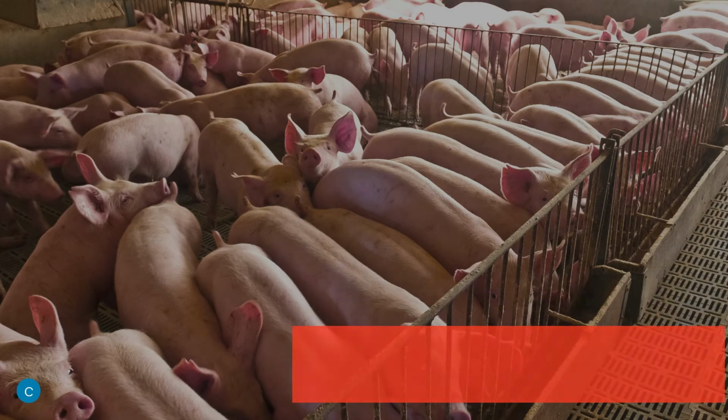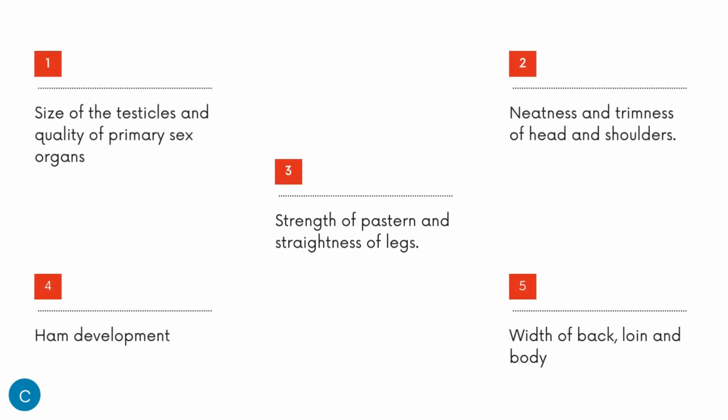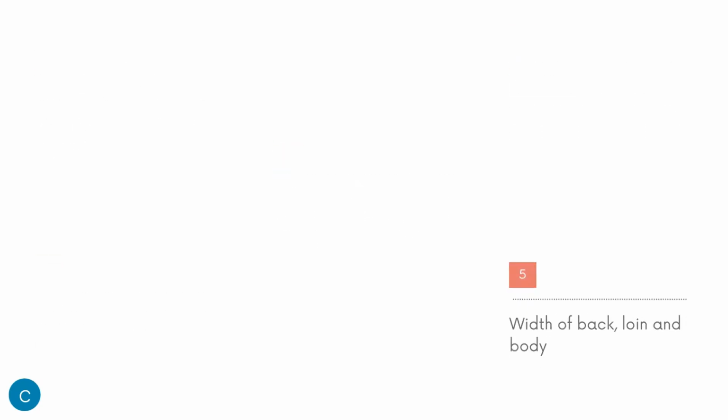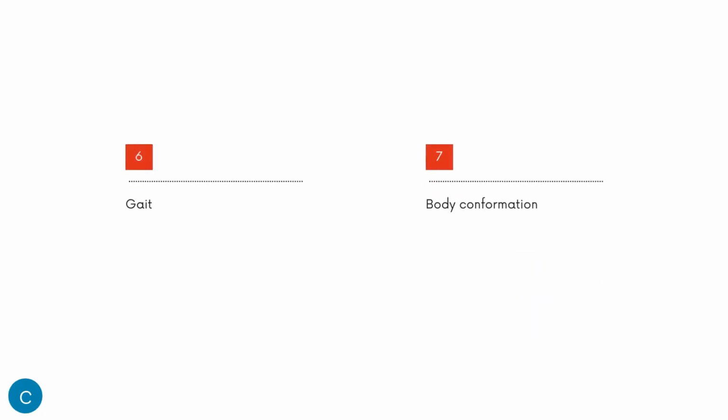Criteria used for auction. The criteria used for auction are: first, the size of the testicles and quality of primary sex organs. Second, neatness and trimness of head and shoulders. When walking, the bones in the shoulders should not be seen. Third, strength of pastern and straightness of legs. It is also preferred to have even toe nails. Fourth, ham development. And fifth, width of back, loin, and body. Another criterion is the gait and body conformation. It is judged upon reaching 107 kilograms body weight.